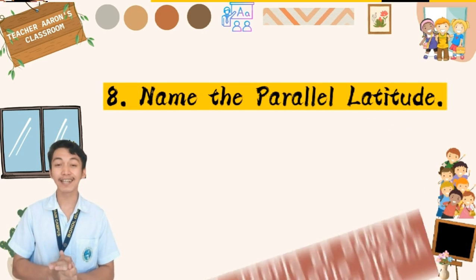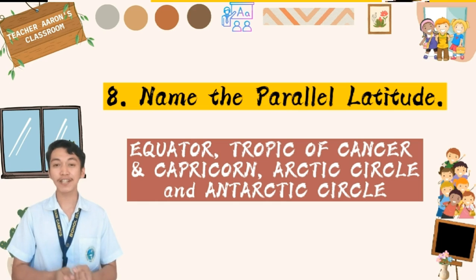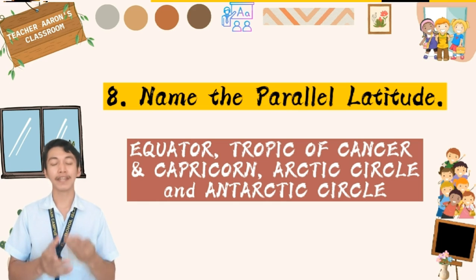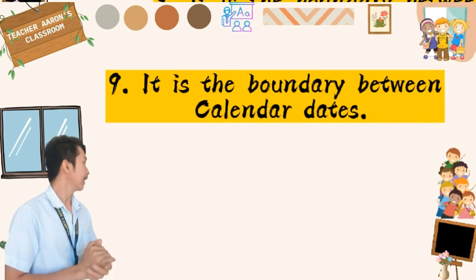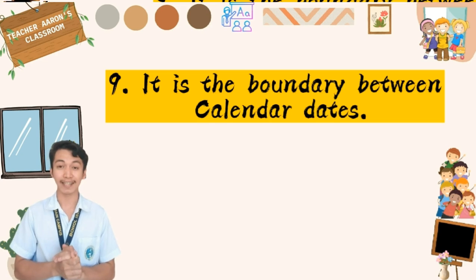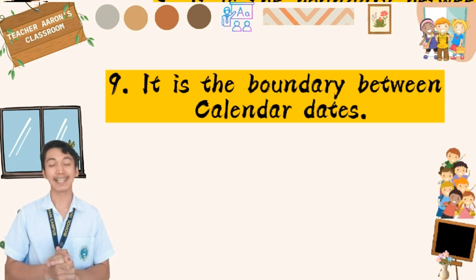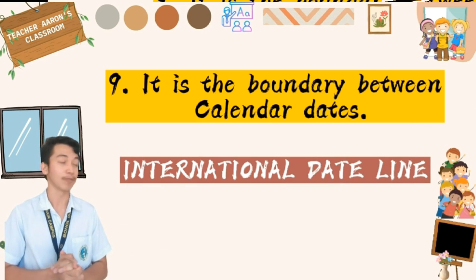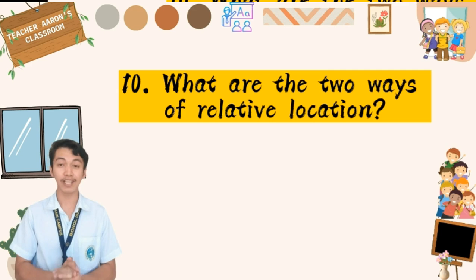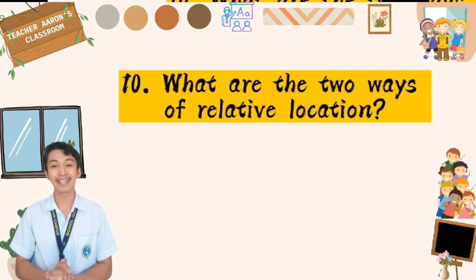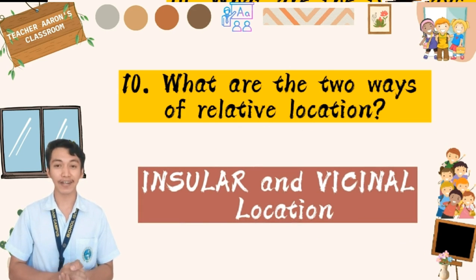Number 8, name the parallel latitudes. Yes, these are equator, Tropic of Cancer, Tropic of Capricorn, the Arctic Circle, and the Antarctic Circle. Number 9, it is the boundary between calendar dates. Yes, it is the international date line. And lastly, number 10, what are the two ways of relative location? It is the insular and vicinal location.